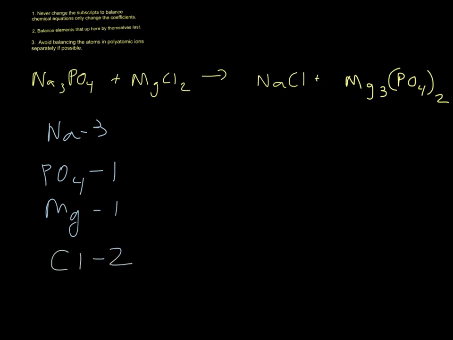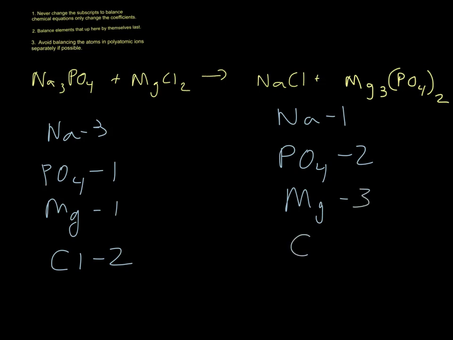On the other side of the arrow, I have 1 sodium, I have 2 phosphates because of the little 2 down there. Then I have 3 magnesiums. And then I have 1 chlorine. Nothing appears by itself, so I just need to plunge on in.